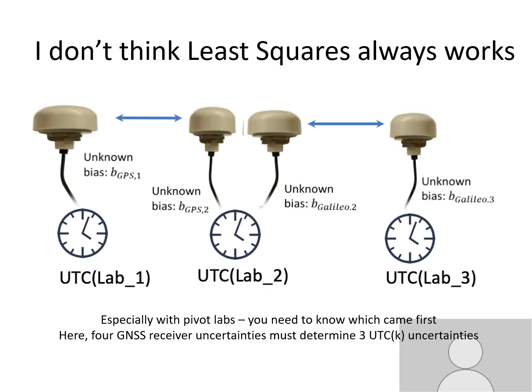One thing my paper points out is that least squares doesn't always work. In this highly simplified example that's easily generalized, there is a pivot lab connected to one lab by GPS and connected to another lab by Galileo. So there are 4 GNSS uncertainties that have to map into 3 UTC-K. Least squares can't tell you how to do it because you have to know which came first.